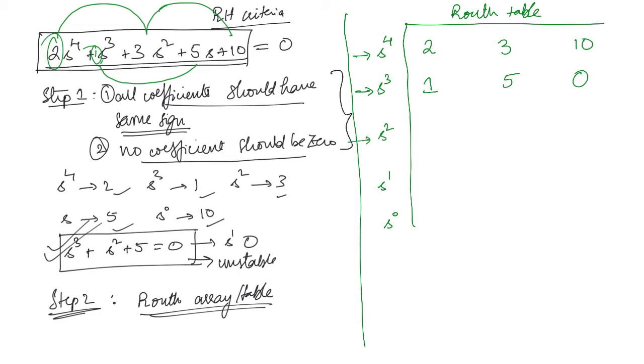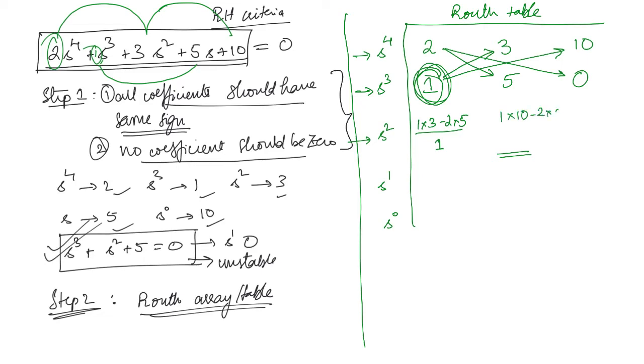So for this row, the first element will be 1 into 3 minus 2 into 5 divided by this number, okay. So 1 into 3 minus 2 into 5 divided by 1. And next here you will have 1 into 10 minus 2 into 0 divided by the same 1. So 1 into 10 minus 2 into 0 divided by 1. So this you will get minus 7, and this you will get 10.